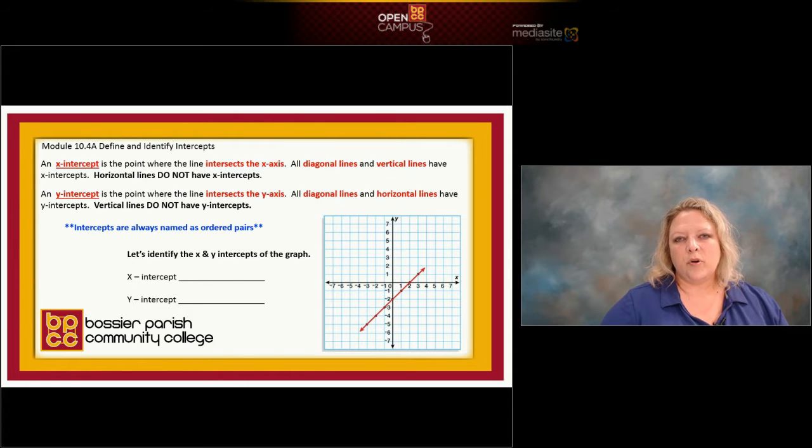So we're going to go to the board and I'm going to recreate this graph so that we can identify where the x-intercept is and where the y-intercept is. Okay? So follow me to the board.